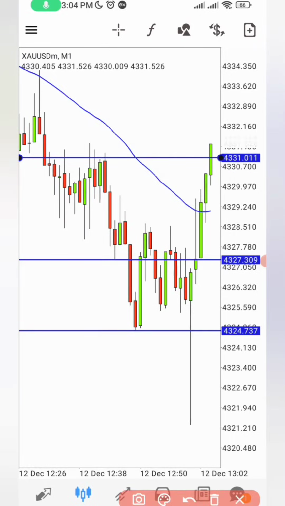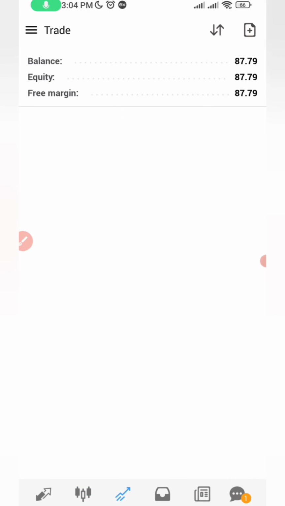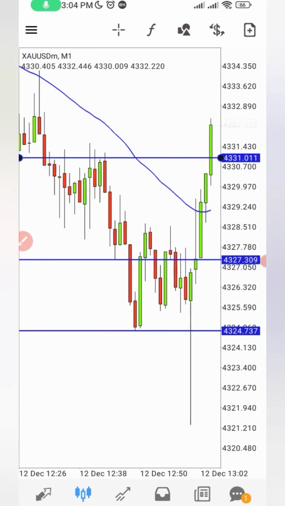By the time we collected the profits, our trading account is now at 87.79. This is how you grow a $10 account. You are growing this together, right? So this is exactly how you do it.